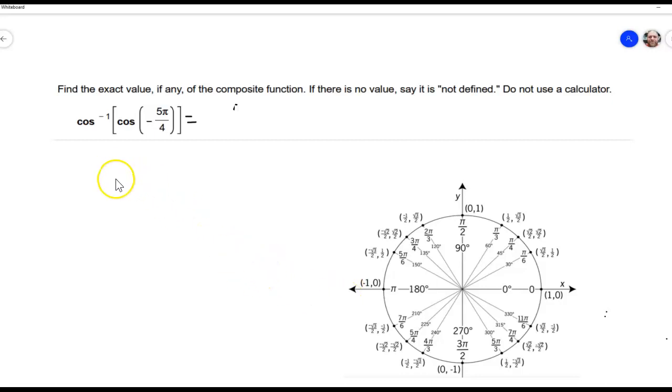Hey, this is Mr. Beckstrom, and today I want to try to find the inverse cosine of the cosine of negative 5 pi over 4. And to do this problem, we first need to know what is the domain of the inverse cosine function.